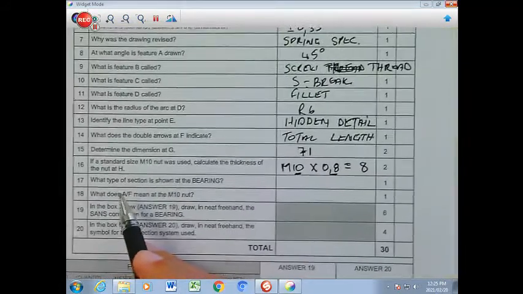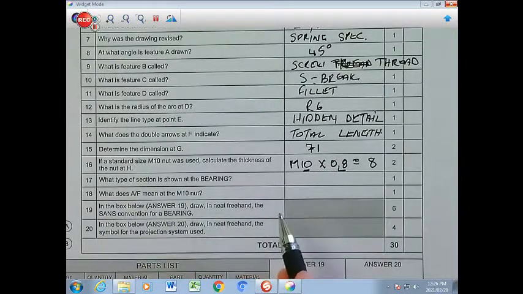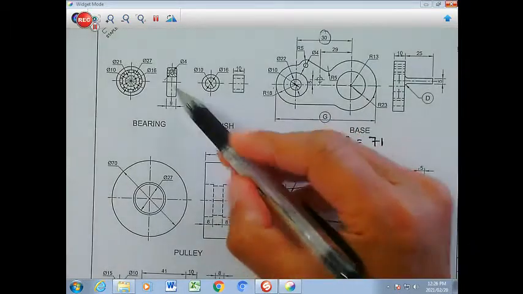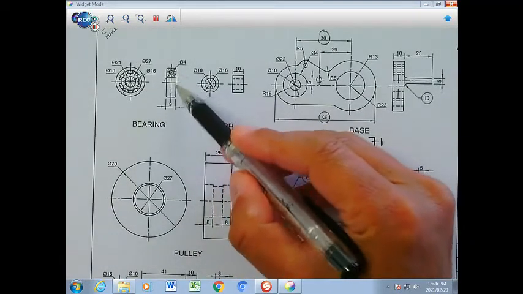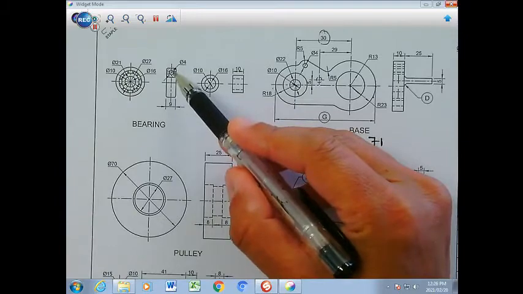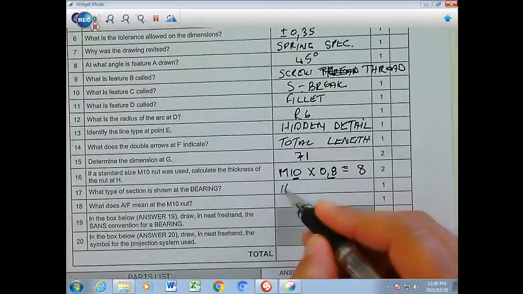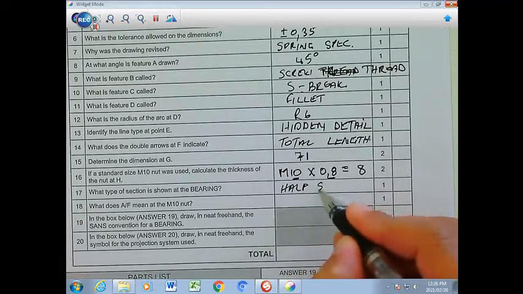What type of section is shown at the bearing? And we go down and we find the bearing on top here. There's the bearing. There's a section. It's only on the top part, which is only on the top half. So it's a half section as an answer. Half section.